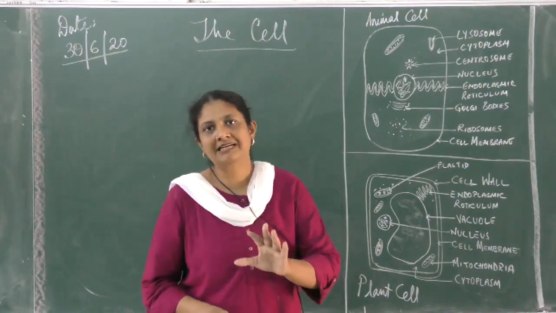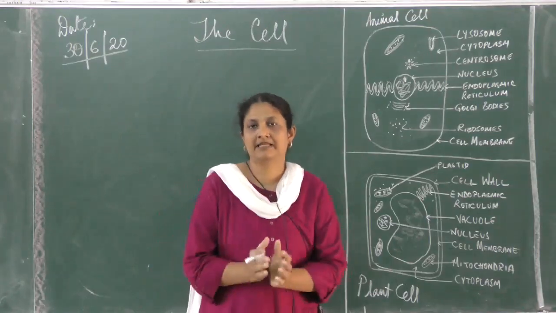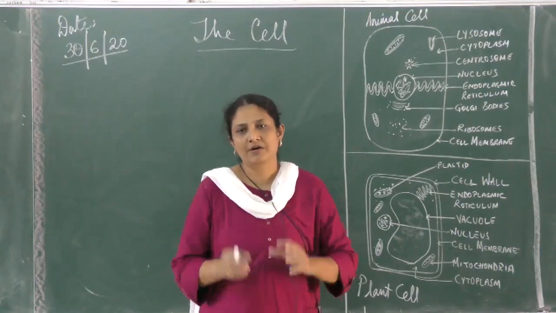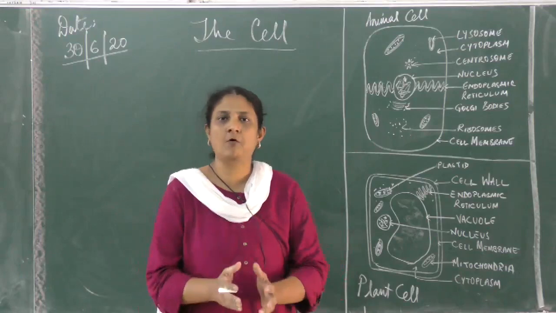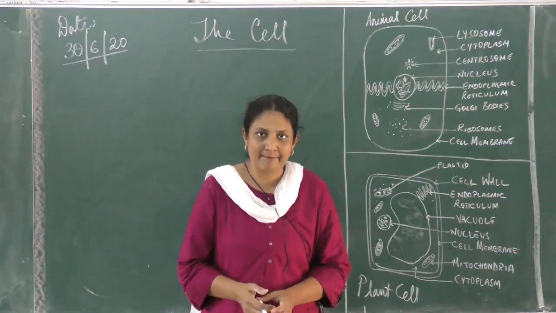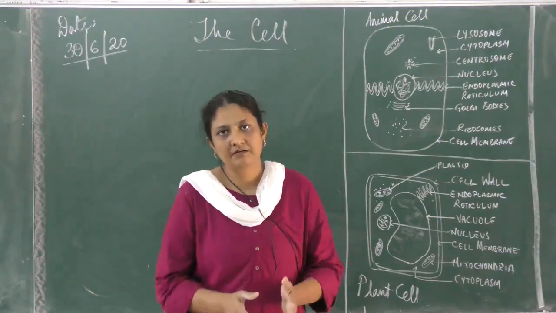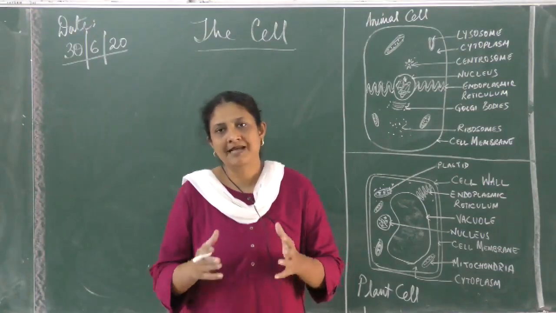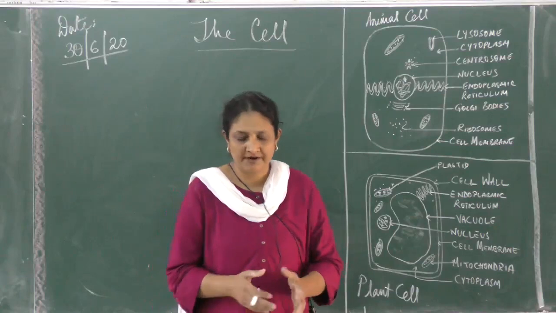Now this vacuole has a covering, and that covering is called tonoplast, and inside the tonoplast whatever material is stored, mainly water, is called the cell sap. We find this vacuole in plant cells, and not the new plant cells but the mature plant cells.